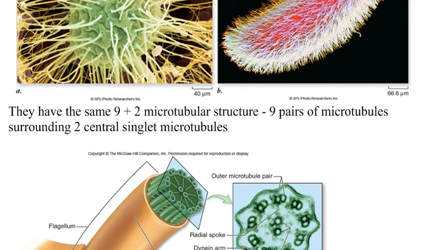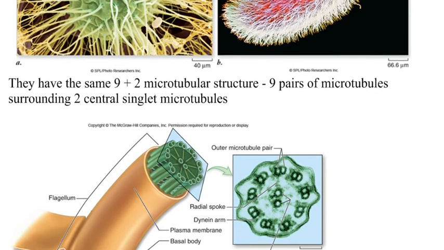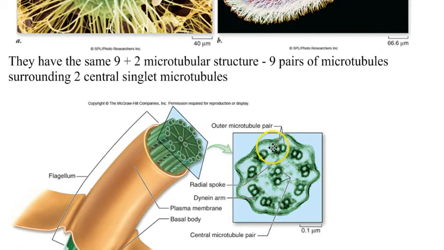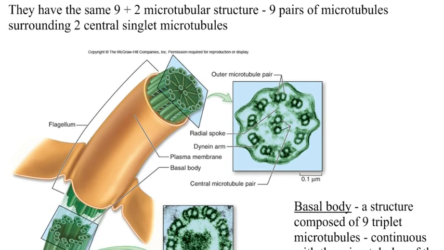They have the same 9+2 microtubular structure, and that is that, if you'll see here, they have 9 pairs of microtubules. So 1, 2, 3, 4, 5, 6, 7, 8, 9, surrounding two single microtubules in the center. And then between these pairs of microtubules, we find, again, those little dynein motor proteins, and they can walk along each other and cause the flagella to bend either one way or the other. We'll talk more about that in class.